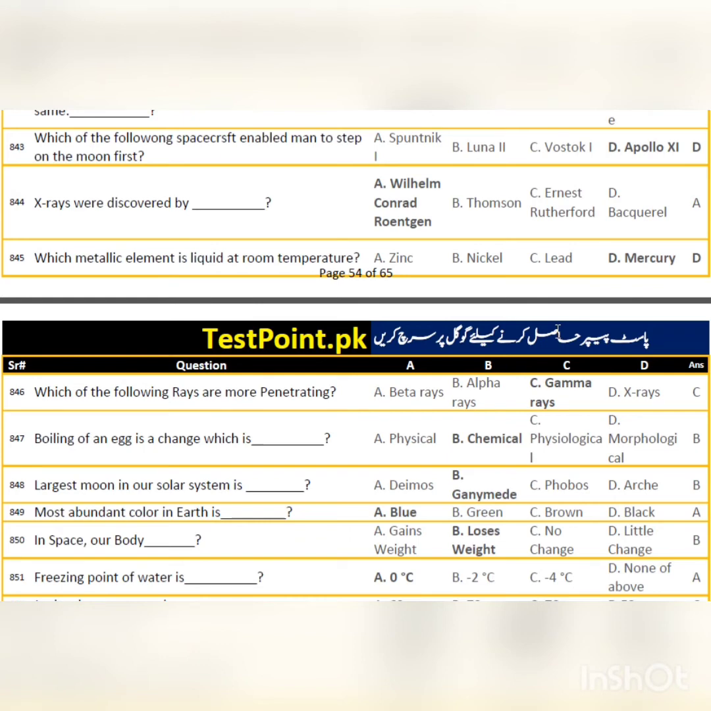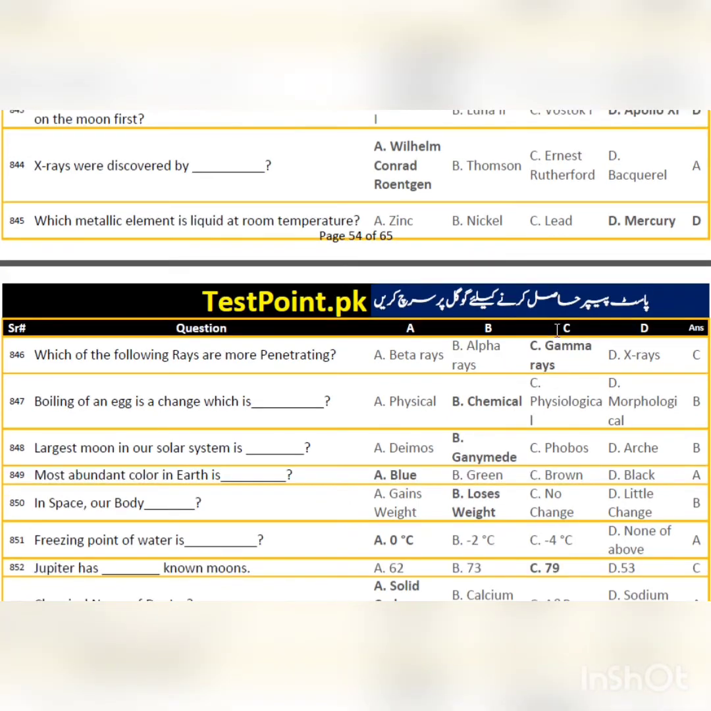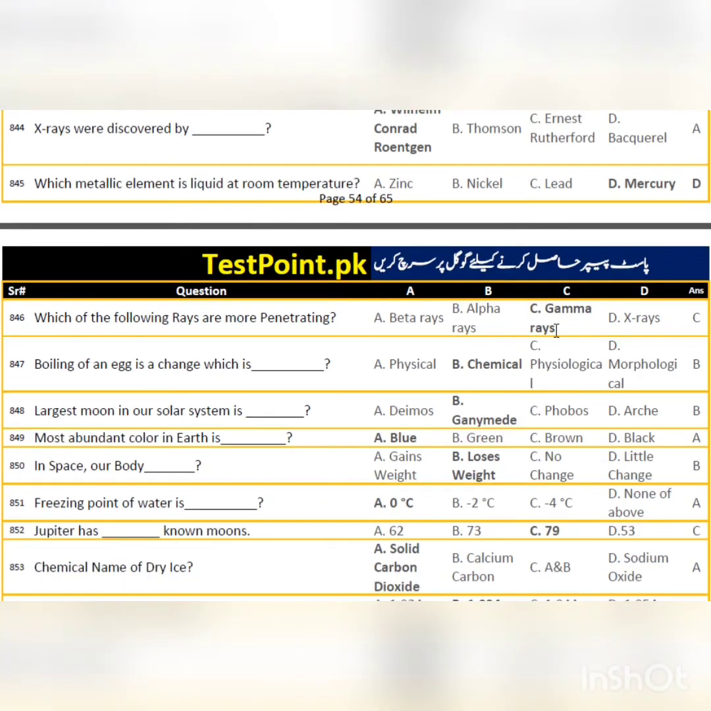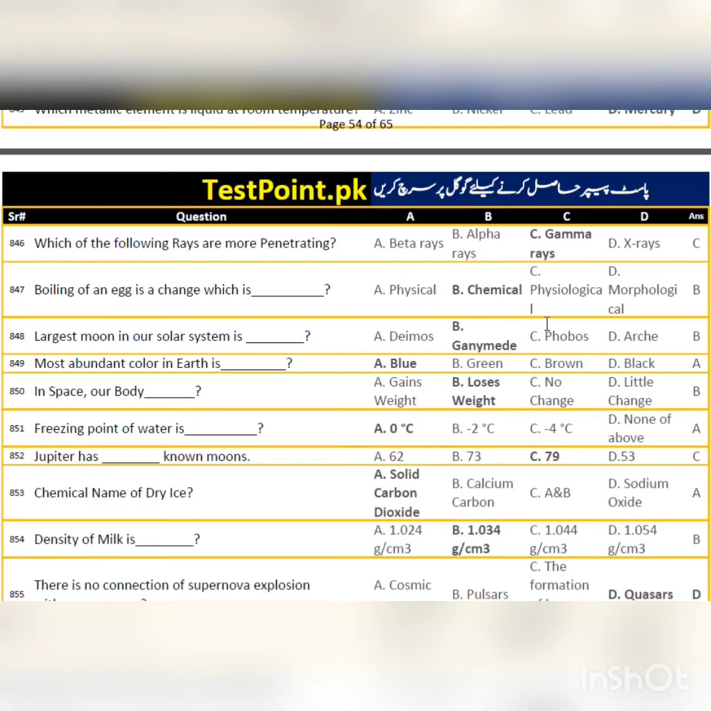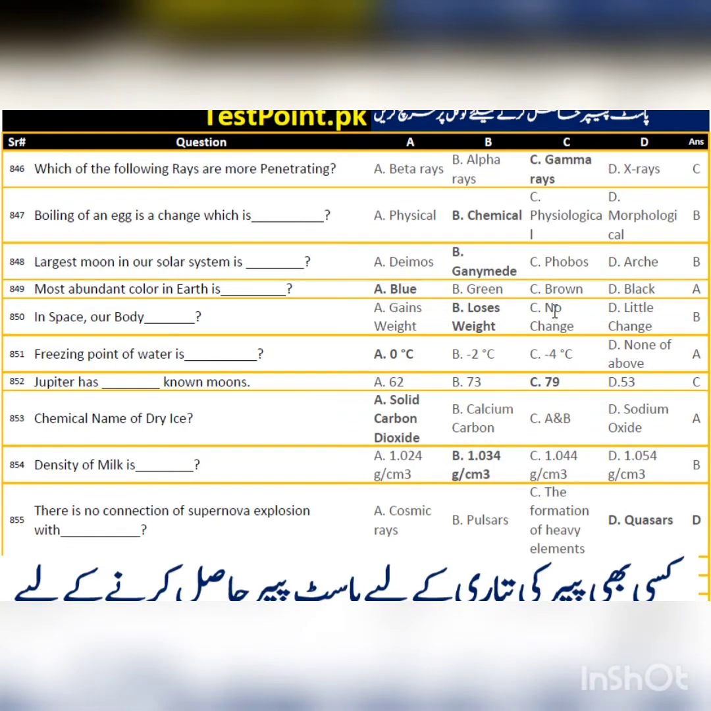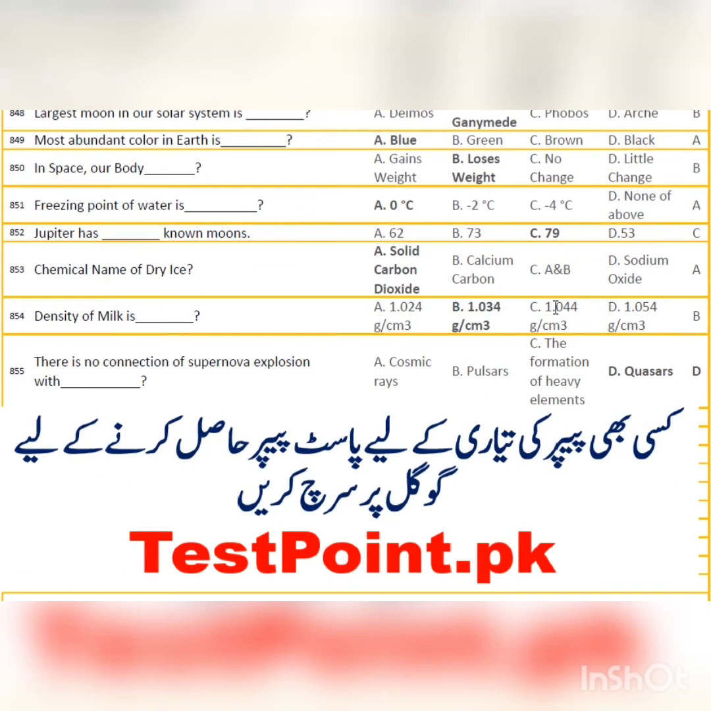Red blood corpuscles are produced in the dash. A. liver, B. bone marrow, C. kidneys, D. heart. Answer is the B. Bone marrow.